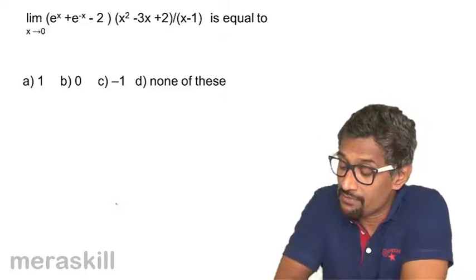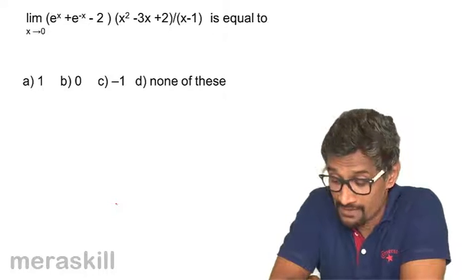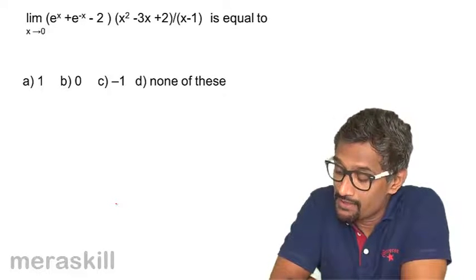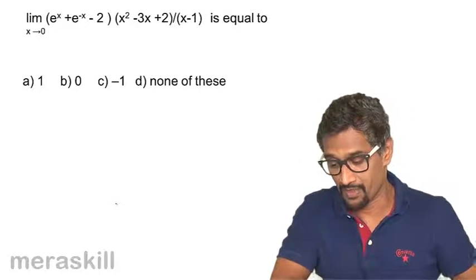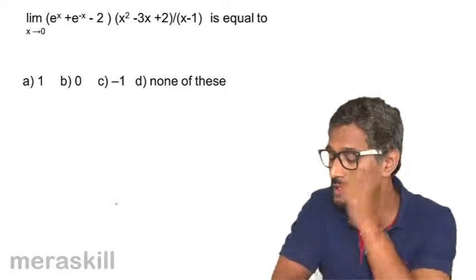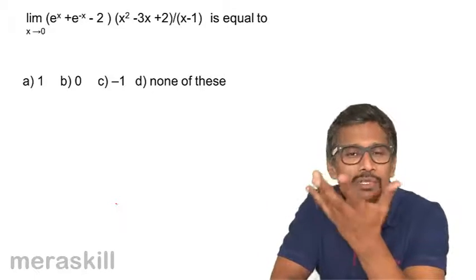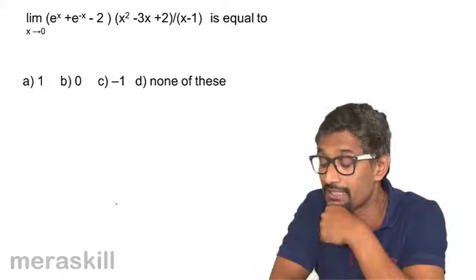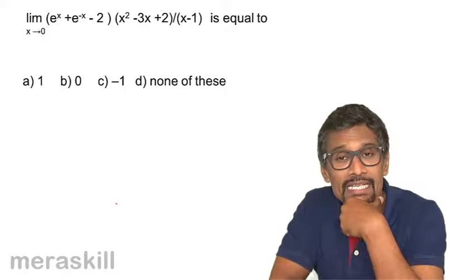Okay, the next that we have here is the limit of e raised to x plus e raised to minus x minus 2, into x square minus 3x plus 2 divided by x minus 1, as x approaches 0. Which among these values is it equal to? Now, as I told, in all these examples which are clubbed together, they were already taken to be indeterminate. So deliberately we have an example over here. So let us see whether we do the exercise again.